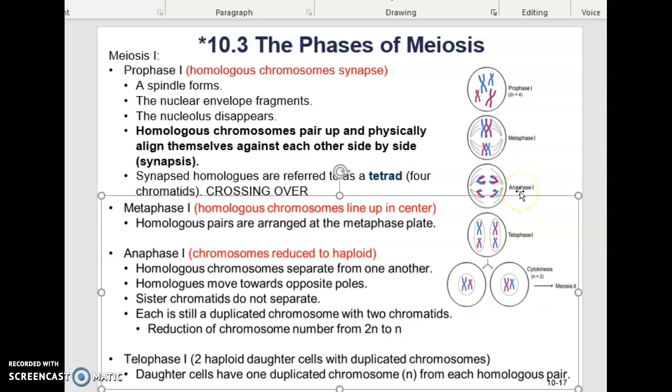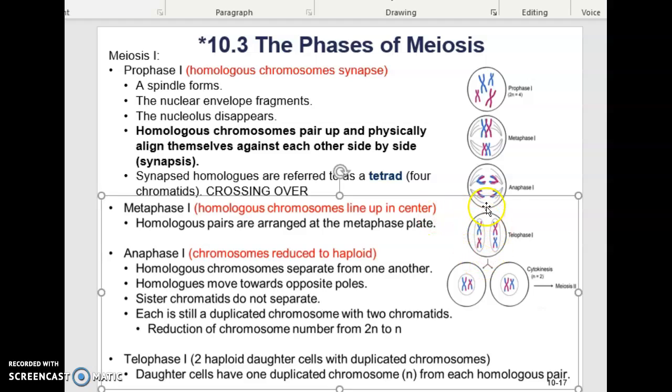So the centromeres do not dissolve here. They're still stuck together. They're still sister chromatids held together by centromeres, but the homologous pairs are what are separating. So we went from being diploid up here to now they're going to be haploid. So haploid, that's huge. Chromosomes are reduced to haploid. That happens in anaphase 1. So all the big events that we've been talking about happen in meiosis 1: during prophase 1, during metaphase 1, during anaphase 1. Those are the big events.